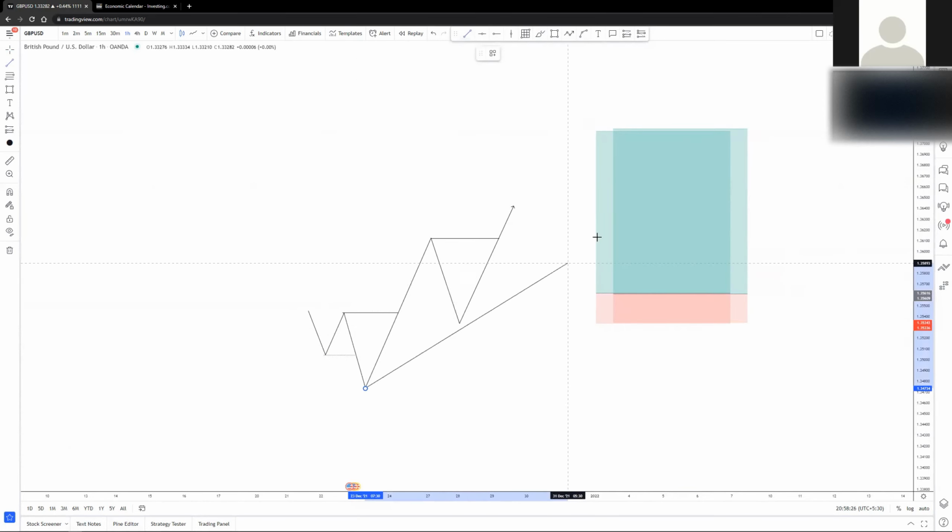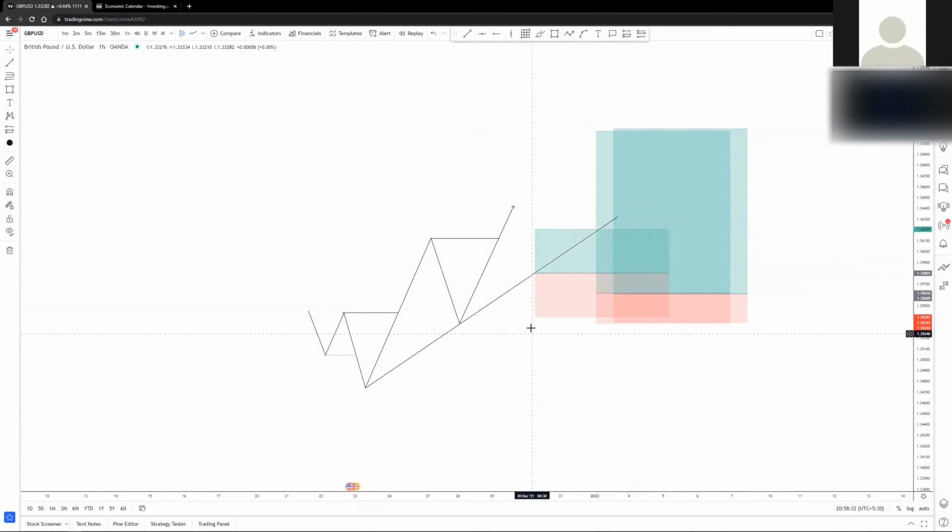Here we have trend lines. Trend line traders will be expecting a move into the trend line. And when price comes here, they'll buy it, stop loss below the low, targeting higher prices. This is what the trend line traders would do.